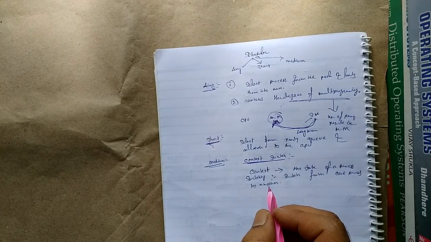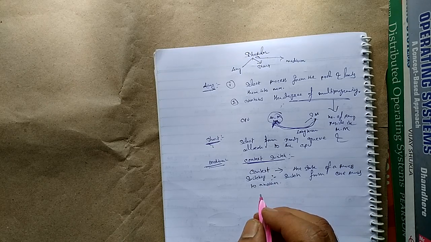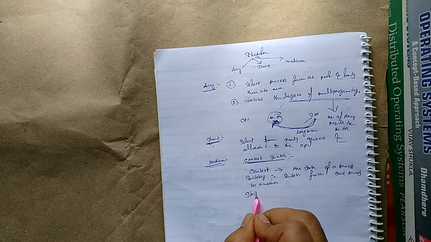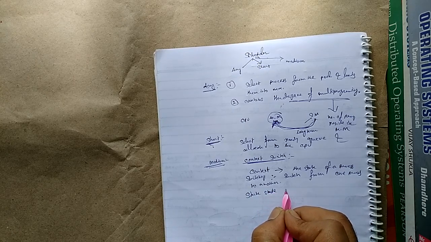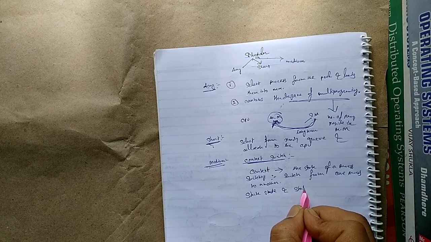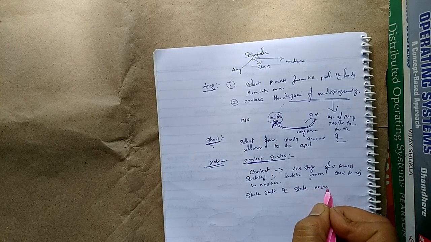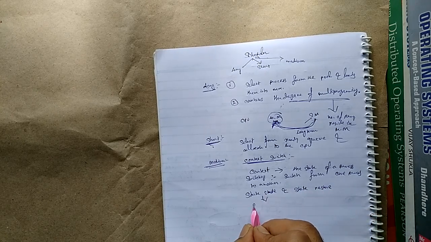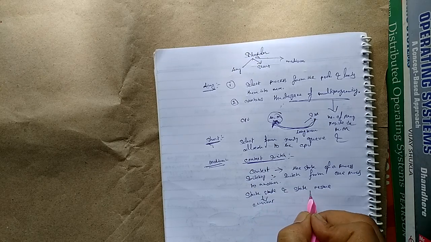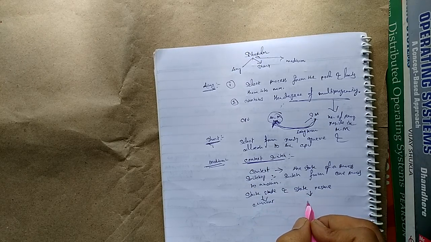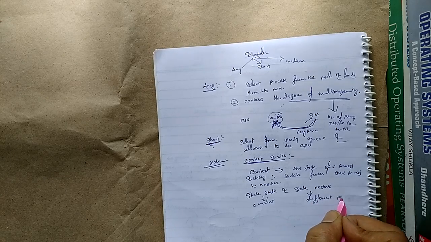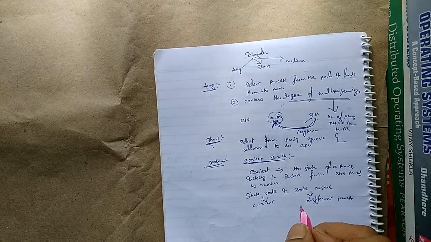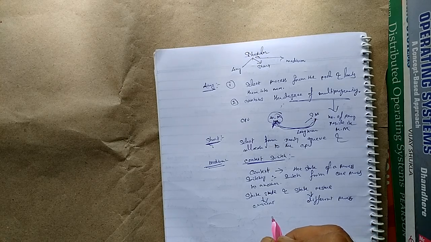Switching the CPU to another process requires performing a state save and state restore. State save of the current process and state restore of the different process. This technique is known as context switch.